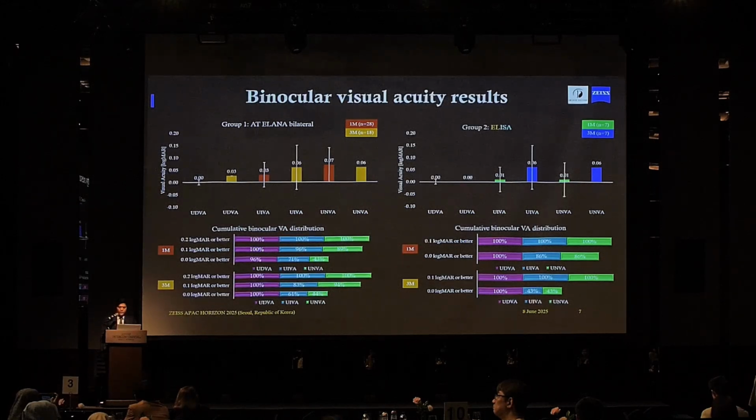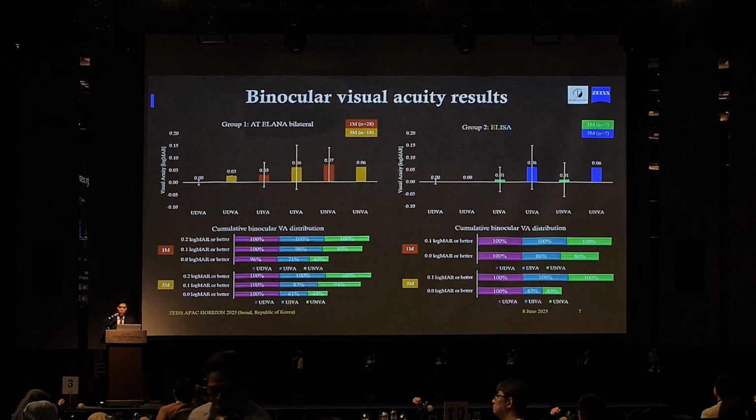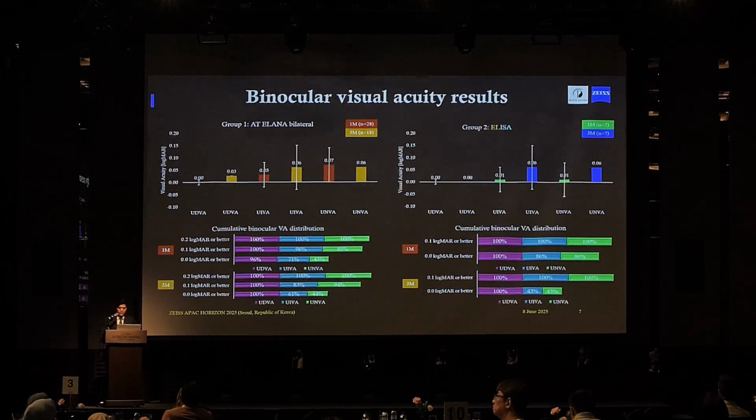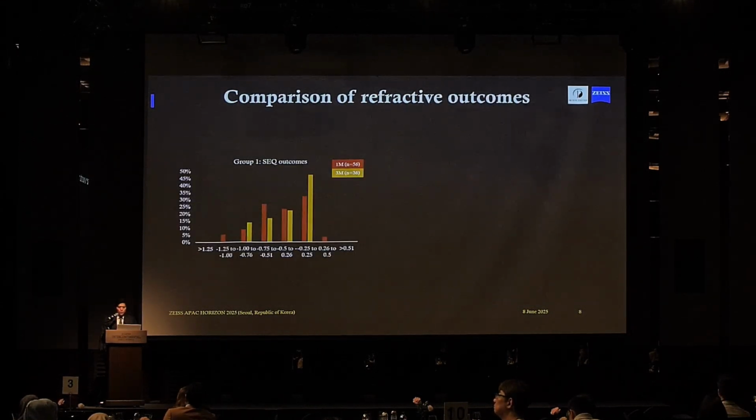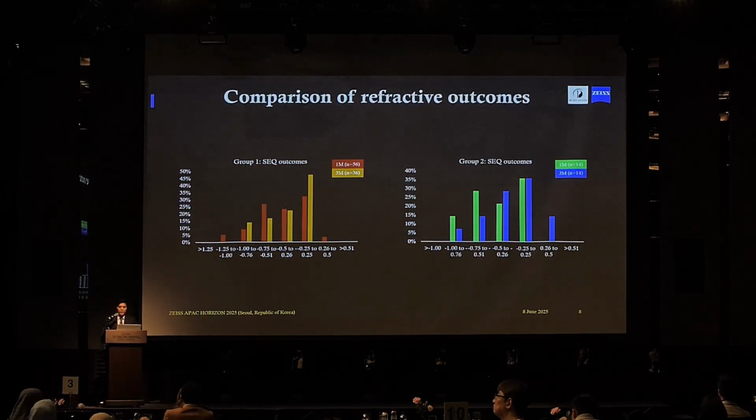In group 2, all patients had binocular uncorrected visual acuity of 0.1 logMAR or better across all 3 tested distances, that is distant, intermediate, and near distance. With regard to refractive outcome distribution, all patients in group 1 were within 1.0 diopter at 3 months, with 69% being within 0.5 diopters. In group 2, 79% were within 0.5 diopters, while all fell within 1.0 diopters.